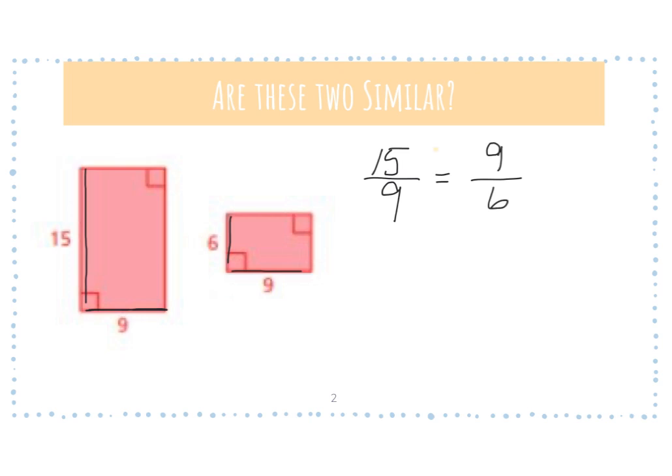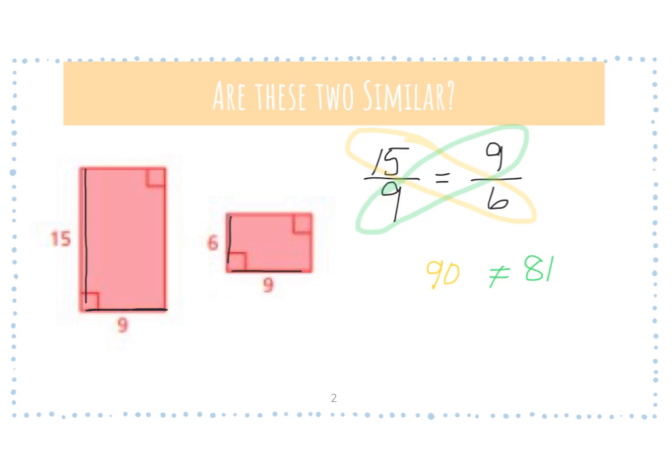You could use your cross products. So you could do 15 times 6 and find the result of 90. And then you could do the other cross product, which would be 9 times 9 to find the result of 81. And then you would say no. These are not proportional because their cross products are not equivalent.